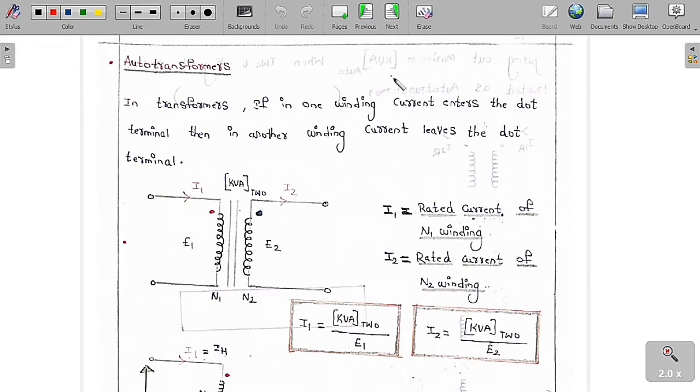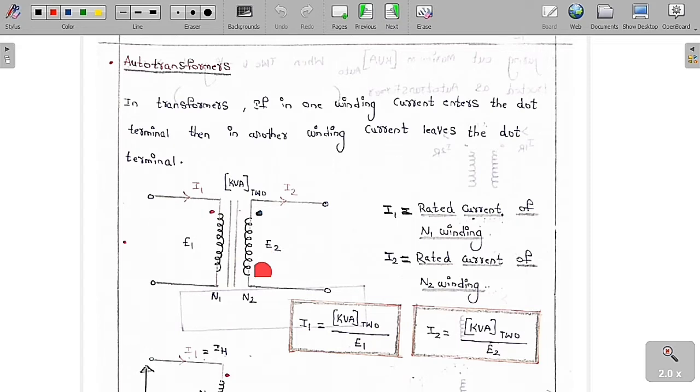So now we are going to study in detail the autotransformers. In a transformer, if the current enters the dot terminal in one winding, then in the other winding the current leaves the dot terminal. This is the basic concept in a transformer. In a two winding transformer, if in one winding the current enters the dot terminal, then in the other winding the current leaves the dot terminal.